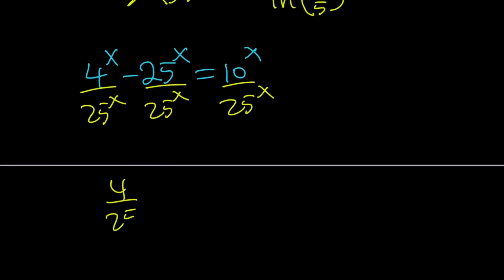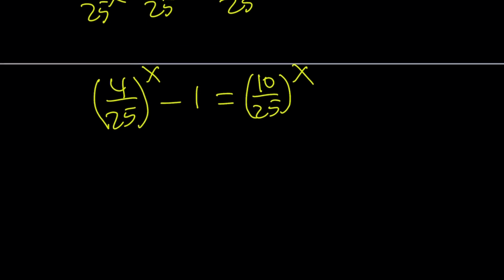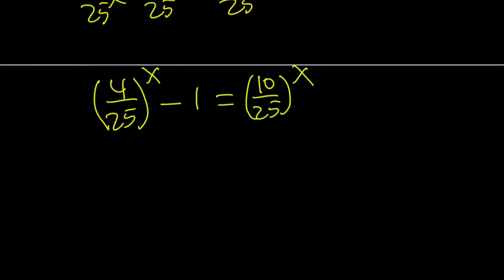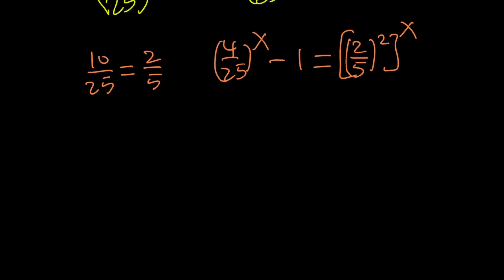The first one is going to become 4 over 25 to the x minus 1. And this is going to become 10 over 25 to the x. Now, as is, it doesn't look very interesting, but notice that 10 over 25 can be simplified. So if you divide by 5, you're going to get 2 over 5. Let's replace it with that. We get 4 over 25 to the x minus 1 equals 2 over 5 squared to the power x. What does that tell you? That tells you to use substitution.